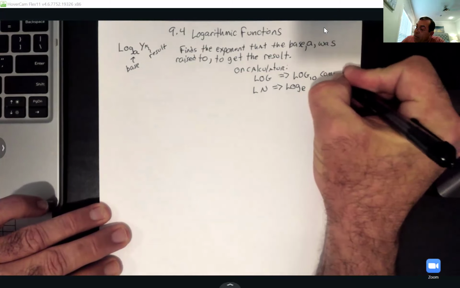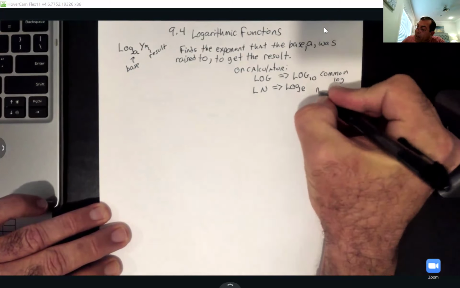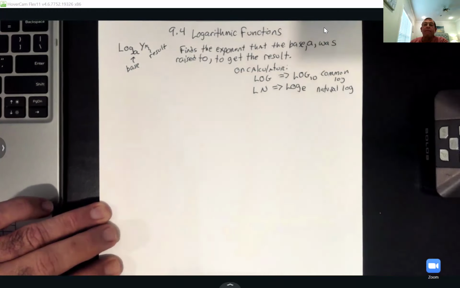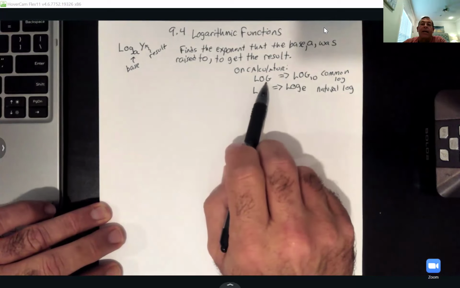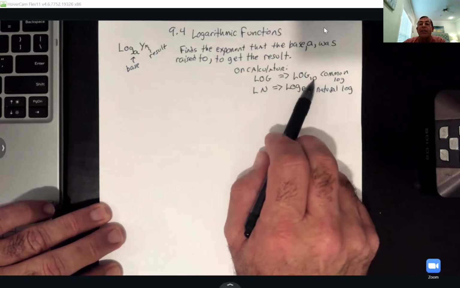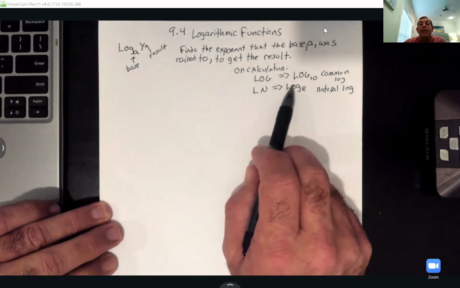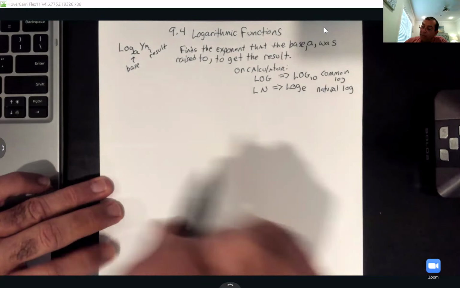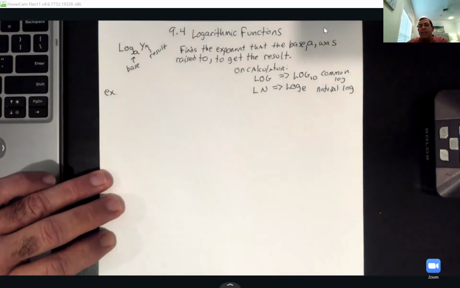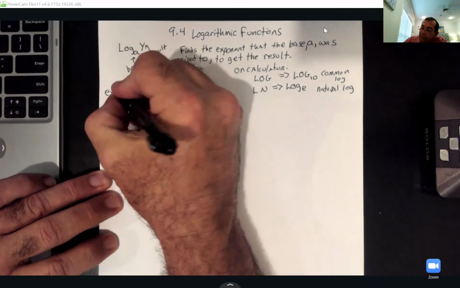So this is your common log, and this one is a natural log. So if you got a log and it does not have a number here, it's automatically a 10, okay? If you got a ln, it's actually a log base e. So let me work a few problems just to get y'all's understanding of these logs, okay?